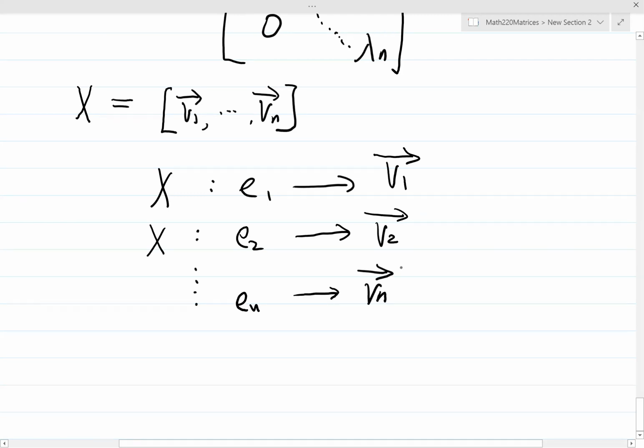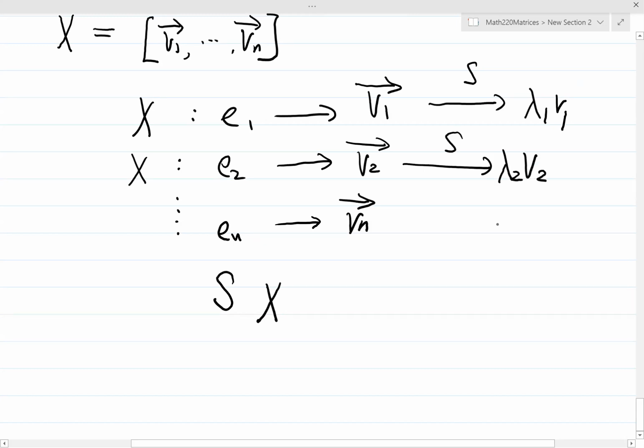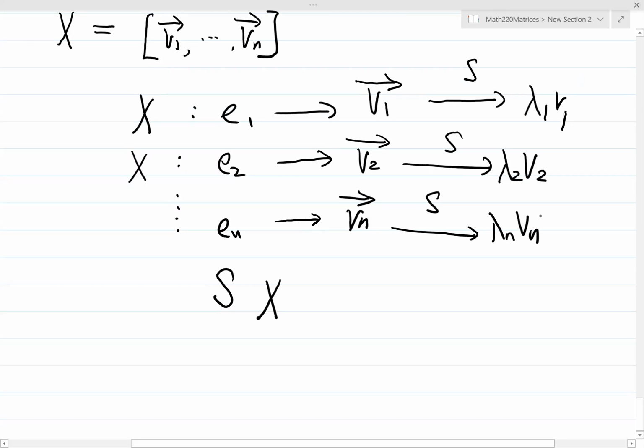So if we apply X, e1 goes to v1, and then we apply S: v1 goes to lambda 1 v1, v2 goes to lambda 2 v2, up to vn going to lambda n vn. Now we change v back to e.